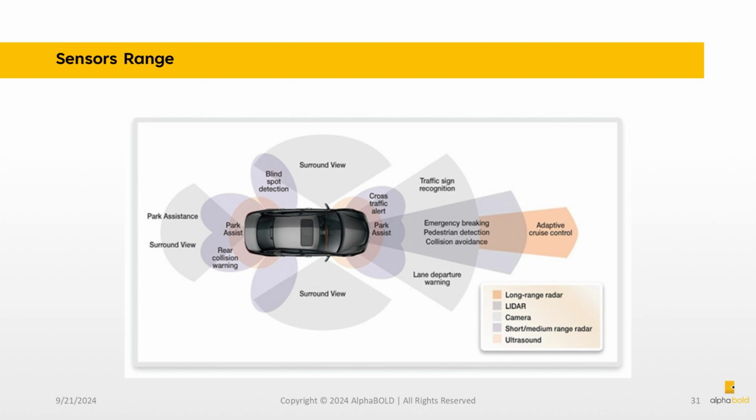LiDAR provides precise distance measurements, essential for functions like autonomous emergency braking. Cameras capture visual information for lane departure warning, traffic sign recognition, and pedestrian detection. Ultrasound, used for parking assistance features like park assist and rear collision warning.